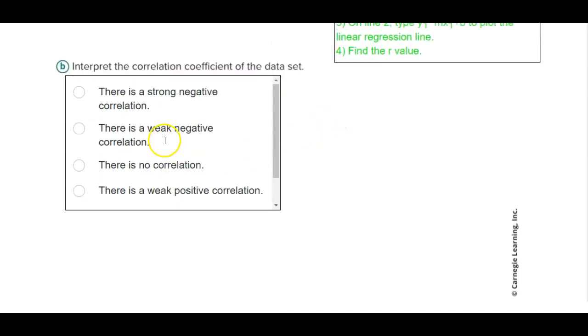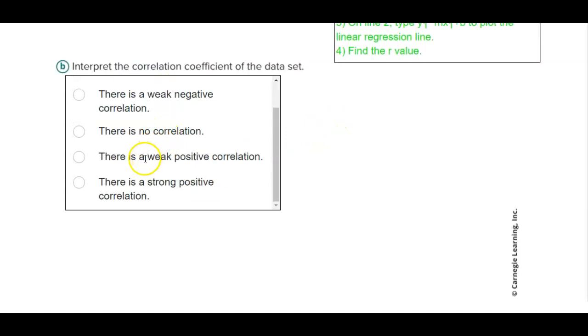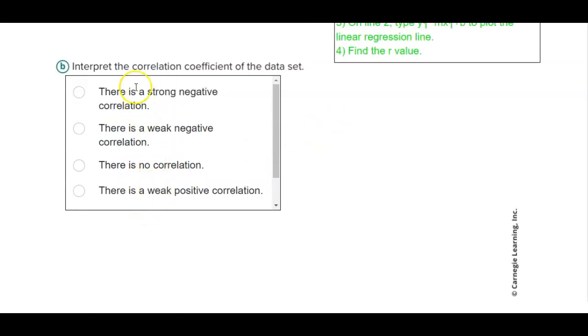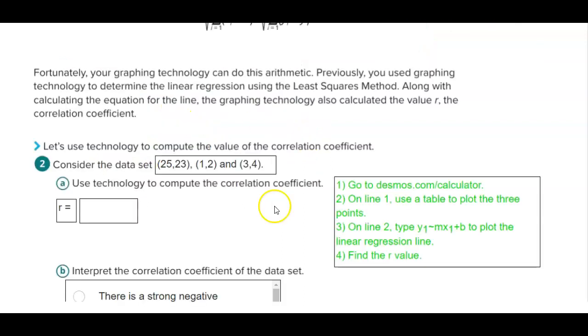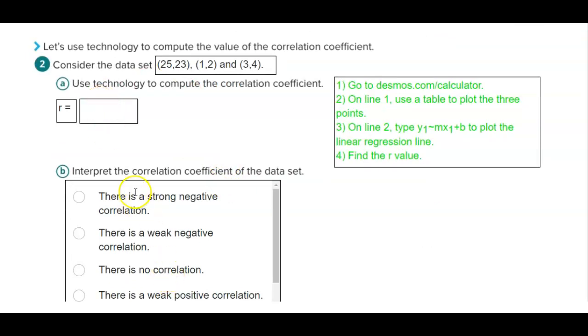So think about what your line was doing, if it was going uphill or downhill, or if there wasn't a line. And then think about if you were close to 1 or -1, because then it's strong. So that's how you answer these 2 questions on page 148.